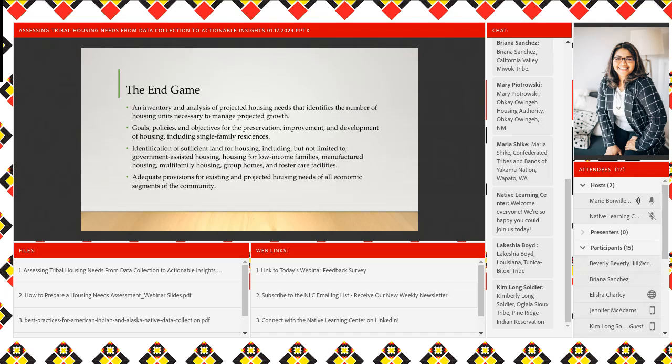So the end game is simple. Certainly, inventory and analysis of projected housing needs, that's first and foremost with any housing needs assessment. Your goals, your policies, your objectives. Maybe you've implemented things or a predecessor has implemented certain policies or procedures and you want to see the effects of those and you need that data collected. Certainly, identification of sufficient land for housing, right? So as I said before, the types of housing that's necessary. Maybe you're needing support services, wraparound services for domestic violence, it could be foster care. You name it. There's tons of ways in which housing can look on your reservations or in your communities.